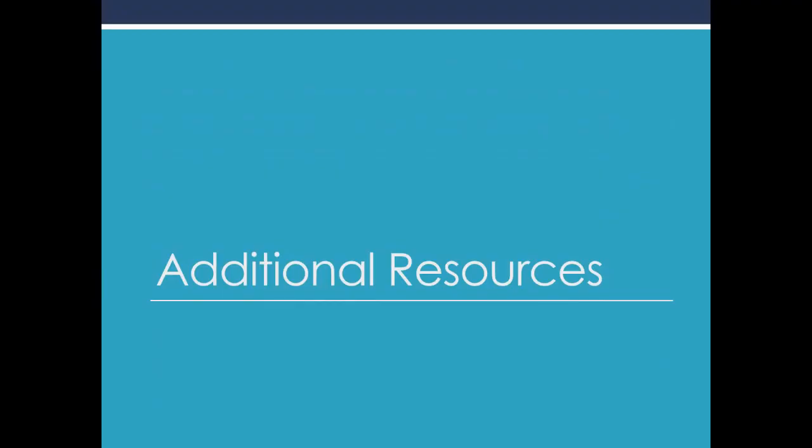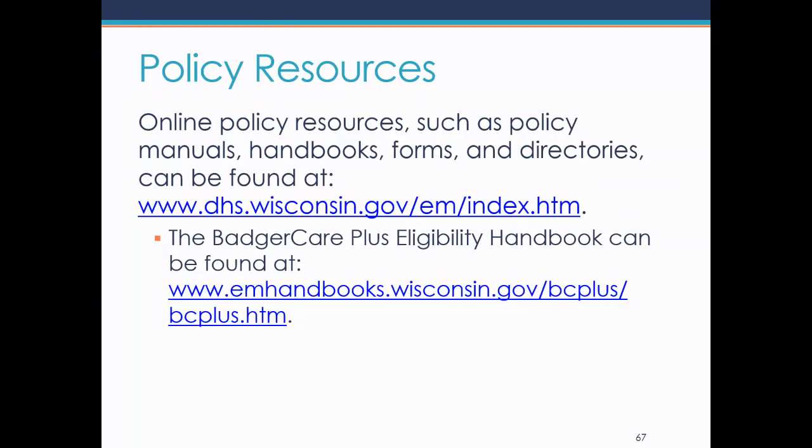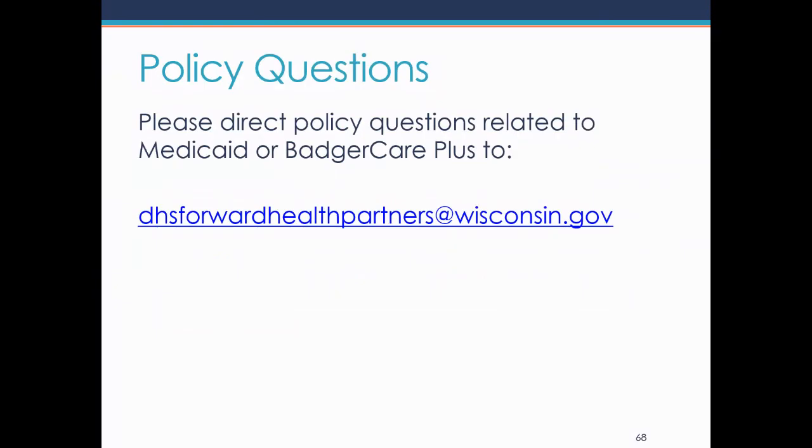To finish up, I just wanted to provide you with some additional resources. Online policy resources such as policy manuals, handbooks, forms, and directories can be found by following the first link on this slide. And the specific link for the Badger Care Plus Eligibility Handbook is also shown here as the second link on this slide. Whew, that does take us to the end of our session.